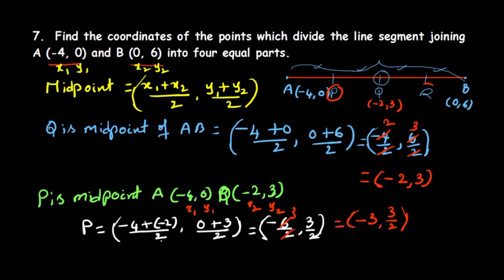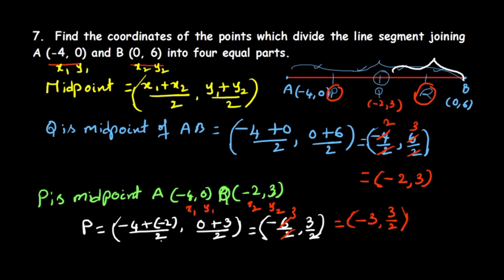Now what about the point R? This point R is the midpoint of Q and B. So what is Q here? That is minus 2 comma 3. So we write here R is the midpoint of Q, minus 2 comma 3, and B, 0 comma 6.